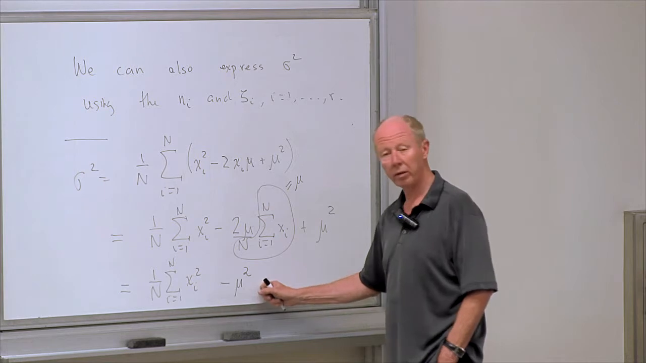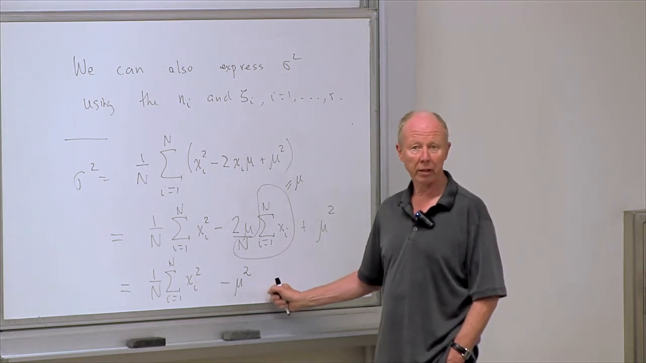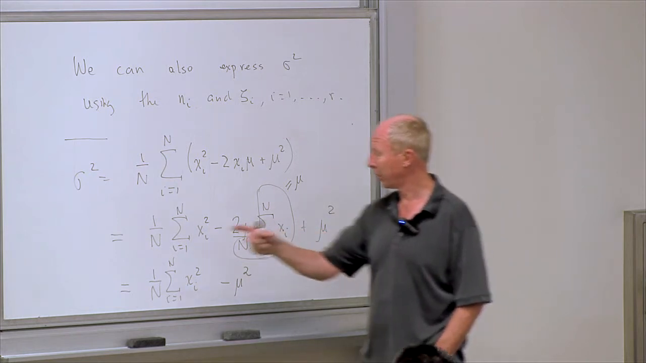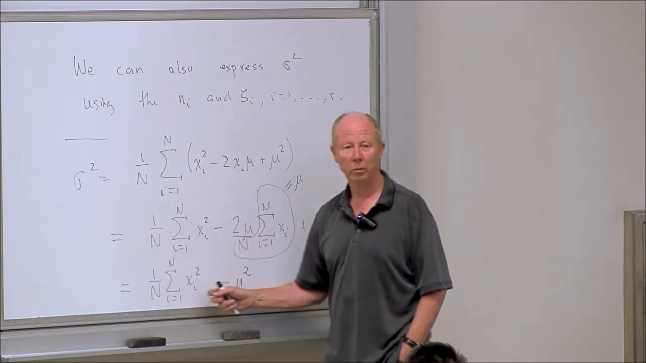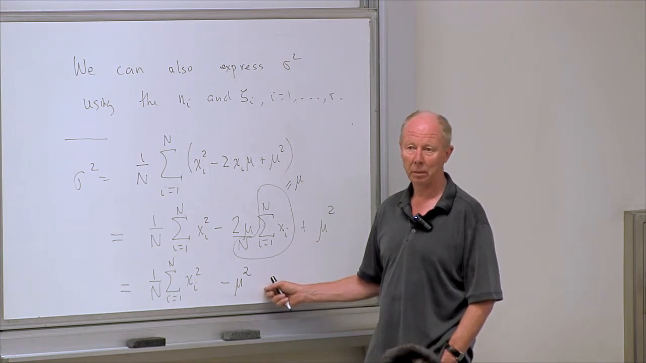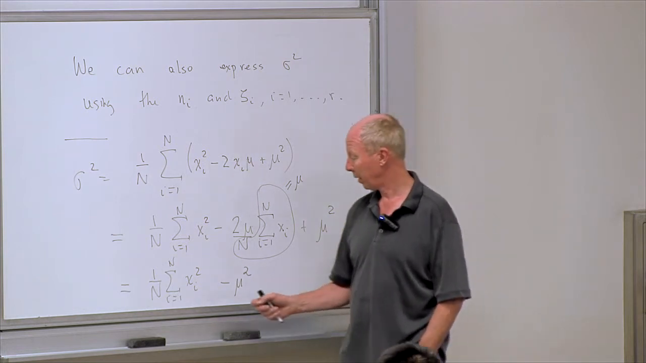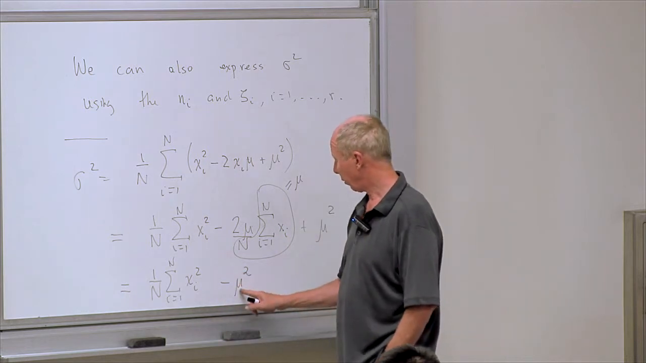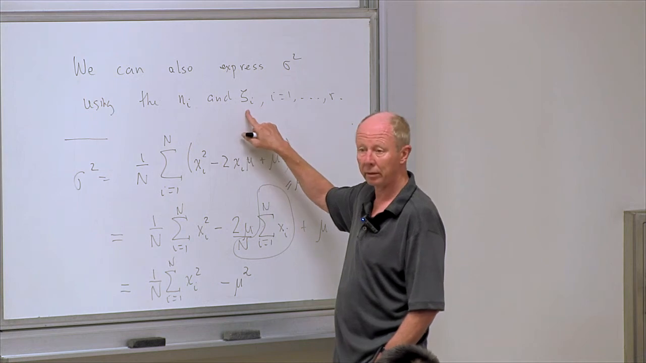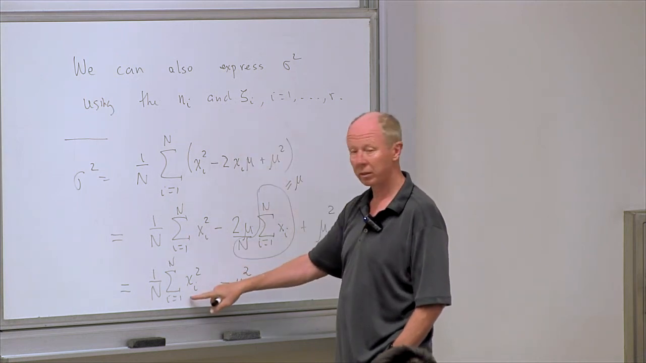So this is another way of writing the population variance. This is like our other formula. Variance of something is the second moment minus the first moment squared, right? That's all this is saying. Now this one we've already expressed using the numbers ni and ci. What about this?